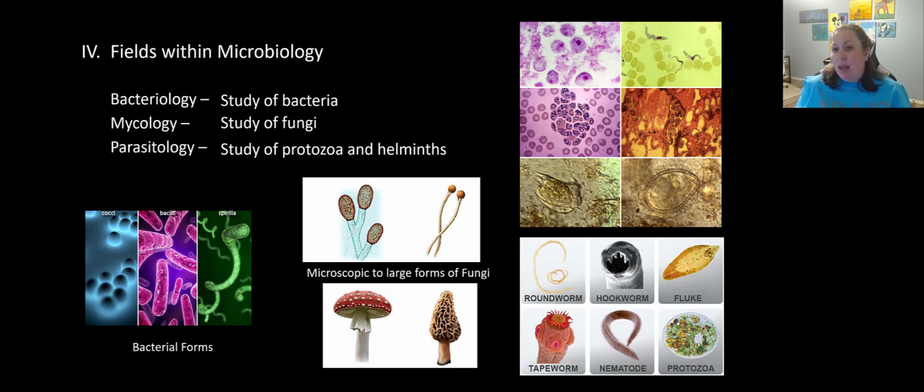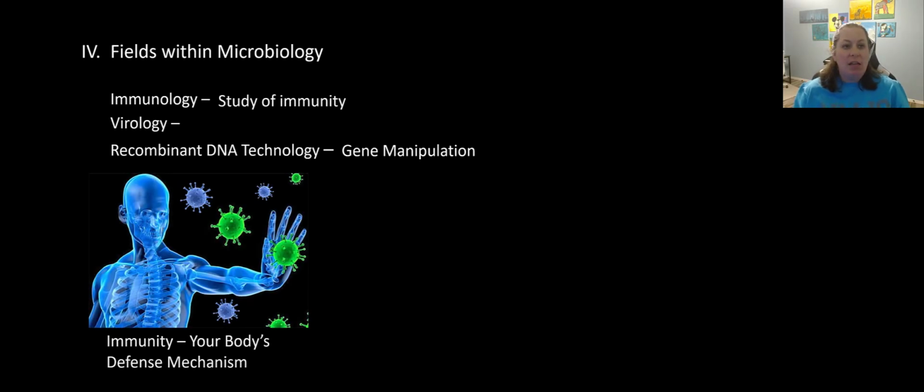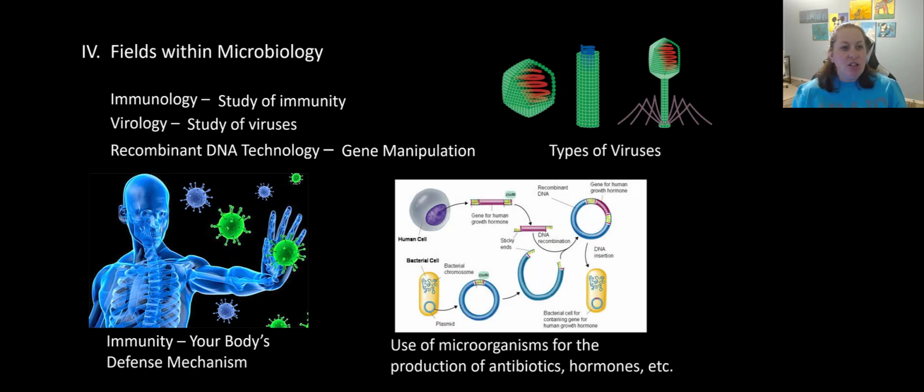Okay, some other fields that are related more to the medical side, which are not dealing so much with the organisms, but how our bodies respond to them, is something like immunology. This is the study of immunity. We also see the recombinant DNA technology, which is more of our gene mutation. Okay, how do we mutate it to help with different kinds of things with microbiology? And then you have virology, which is the study of viruses. All right, and so these are also going to be fields of microbiology. They just may look at things a little bit different.